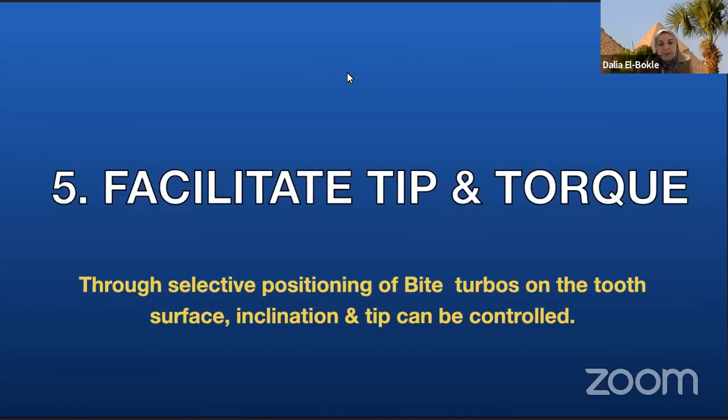The fifth indication is to facilitate tip and torque correction. And this you can achieve through selective positioning of the bite turbo on the tooth surface so that you can control both the inclination buccolingually or the mesiodistal tip of this tooth.